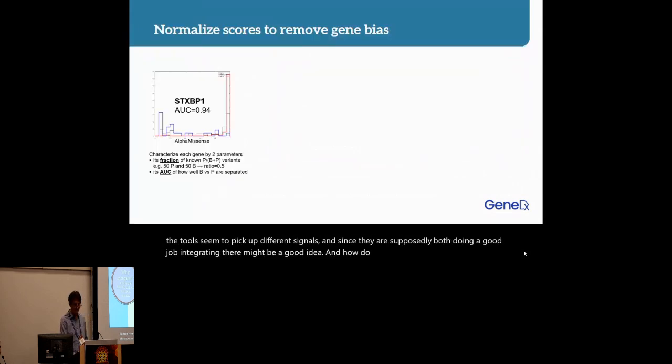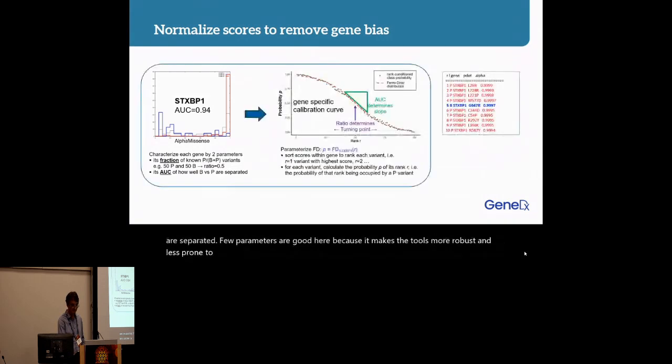How do we do this systematically? First of all, I want to remove the gene bias that we've seen before. Therefore, I suggest to recalibrate and transform the raw scores into probabilities, that is, the likelihood of a variant being pathogenic. For this, we need to characterize each gene by two parameters: the fraction of known pathogenic variants and the AUC of how well benign and pathogenic variants are separated. Few parameters are good here because that makes the tools more robust and less prone to overfitting.